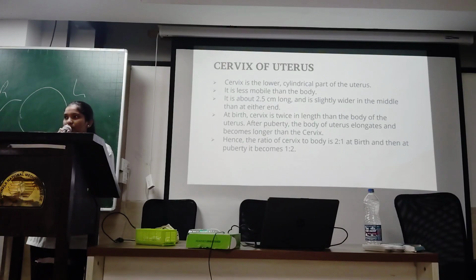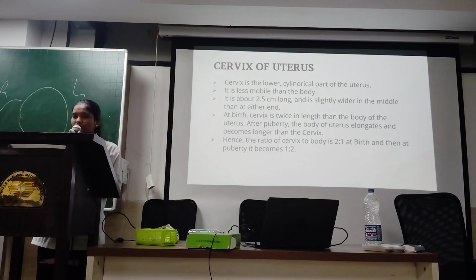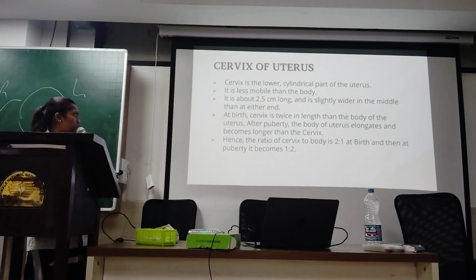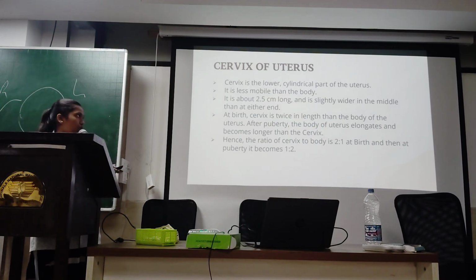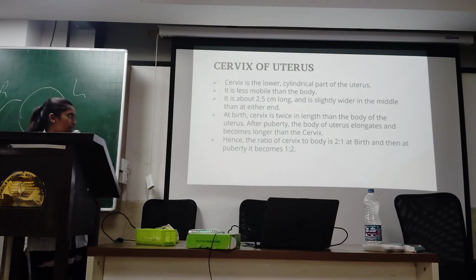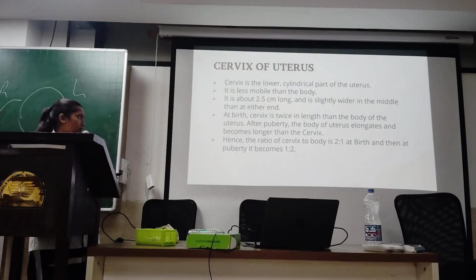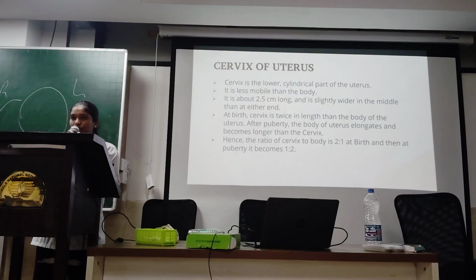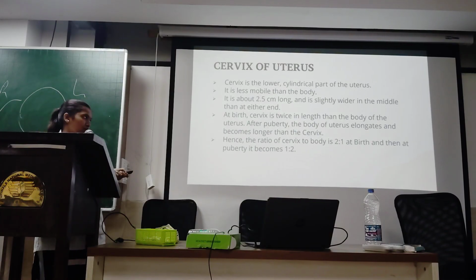As we know, the cervix is an important component of the female reproductive system, which plays a key role in menstruation, childbirth, and fertility. The cervix is the lower cylindrical part of the uterus, about 2.5 centimeters long and slightly wider in the middle than at either end. It is less mobile than the body of the uterus because of the supporting structures and ligaments. At birth, the cervix is twice the length of the body of the uterus, in the ratio of 2:1. But after puberty, the body elongates and becomes longer than the cervix, in the ratio of 1:2.